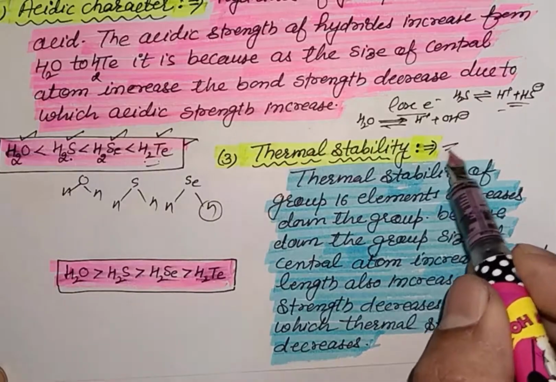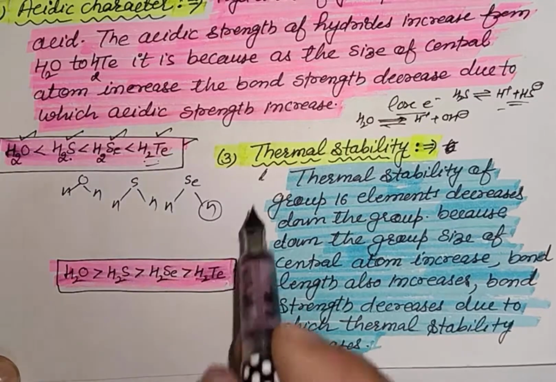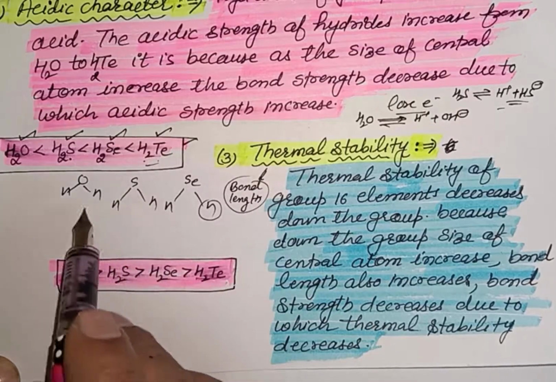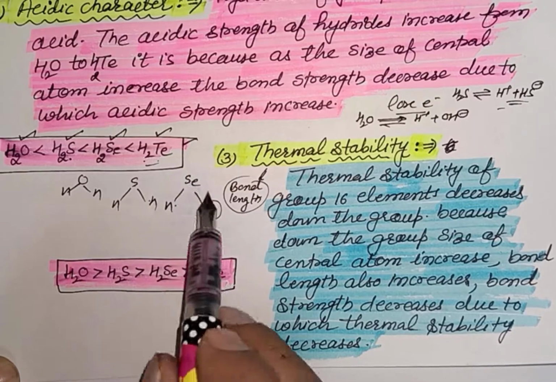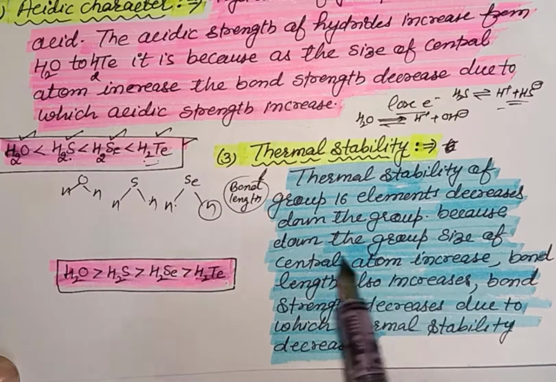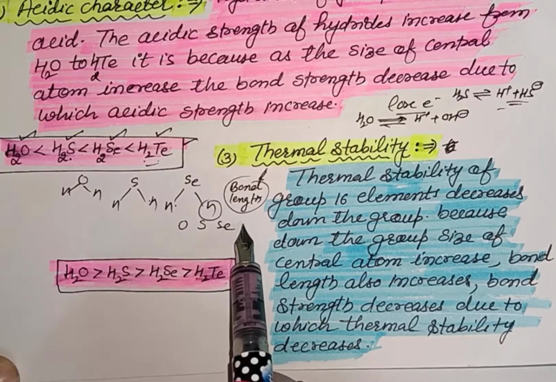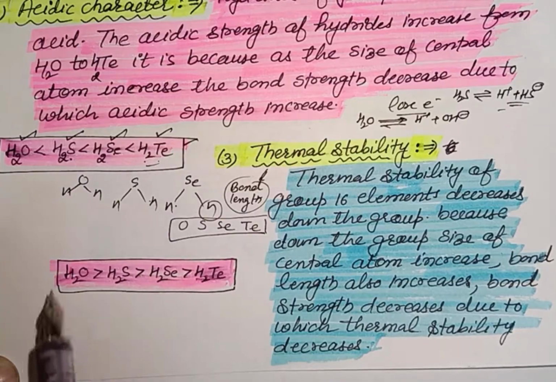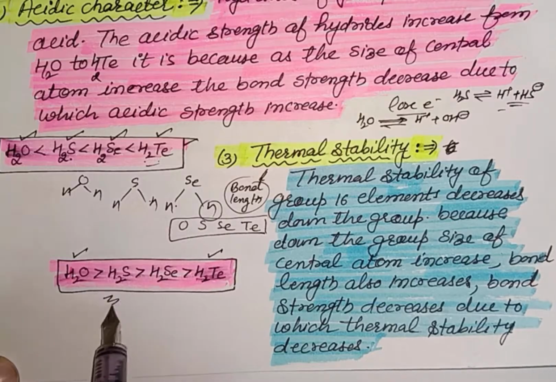The third one is thermal stability. Thermal stability means stability towards heat. We know that thermal stability depends upon the bond length. As the bond length increases, the bond strength decreases, due to which the hydride becomes less stable to heat. As we move down the group, the size of the central atom increases, the bond length increases, the bond strength decreases, and the thermal stability also decreases. So water is thermally the most stable, and H2Te is thermally the least stable among the hydrides of group number 16.